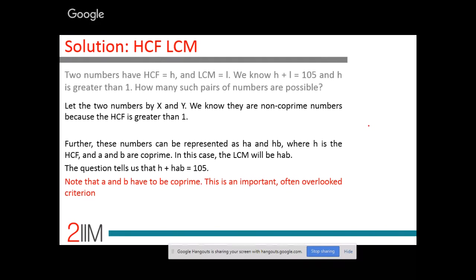One standard framework for all of these questions. Right? So HCF is H, numbers are HA and HB. Straight away A and B are coprime. LCM is H times A into B. And so use just these four and form an equation at the end of that.